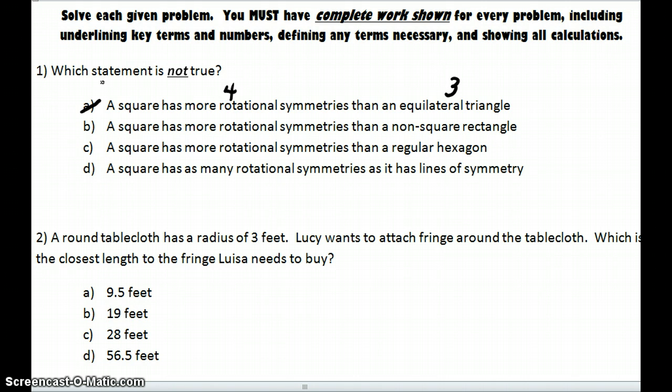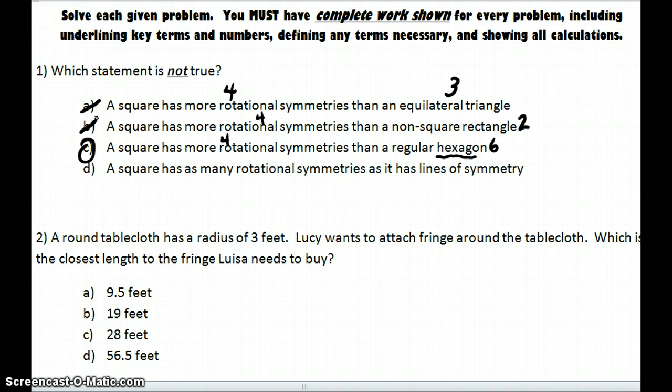B, a square has more rotational symmetries than a non-square rectangle. A square again has 4. A non-square rectangle will only have 2. So again, this one is true. A square has more rotational symmetries than a regular hexagon. A square has 4. Based on our previous knowledge, an equilateral triangle had 3. A square had 4. A hexagon, based on that, has 6 sides, so it's going to have 6. This one is not true.